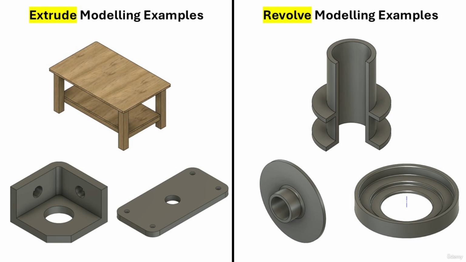In this lecture, we'll learn how and when to use the Revolve 3D modeling tool. To demonstrate where this tool is used, I've shown some examples here. On the left-hand side are models that would typically be modeled using the extrusion tool, whereas on the right-hand side, we would use the Revolve tool. The Revolve tool enables us to rotate a 2D profile about an axis, thus generating complex geometries such as gears and rotary components.